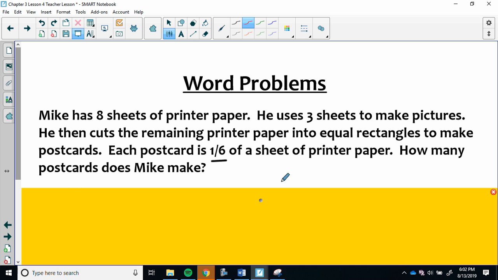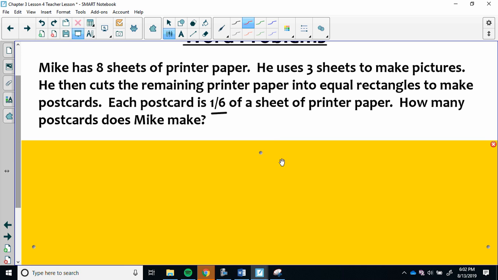Mike has 8 sheets of printer paper. He uses 3 sheets to make pictures. He then cuts the remaining printer paper into equal rectangles to make postcards. Each postcard is 1/6 of the sheet of printer paper. How many postcards does Mike make? A lot of you are going to be overwhelmed by this, and what you want to do first is where I like to do some drawing.